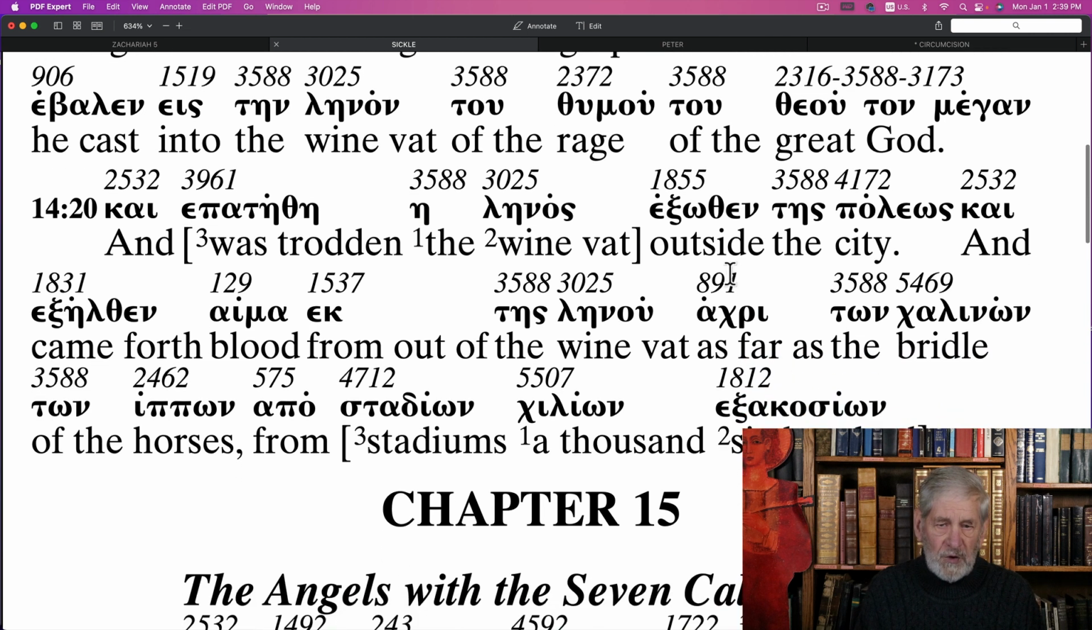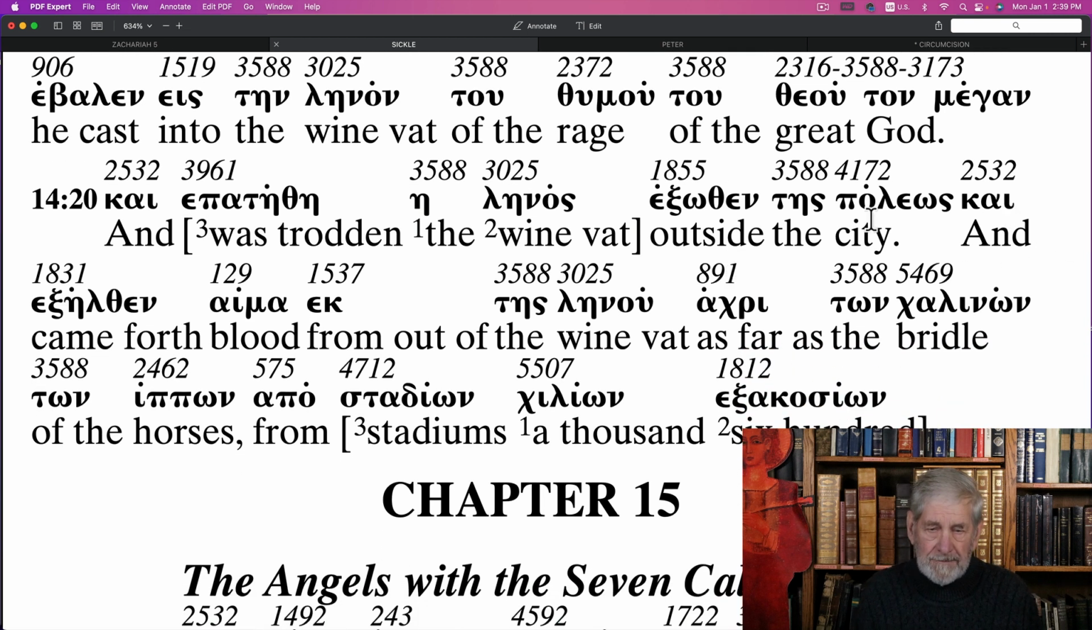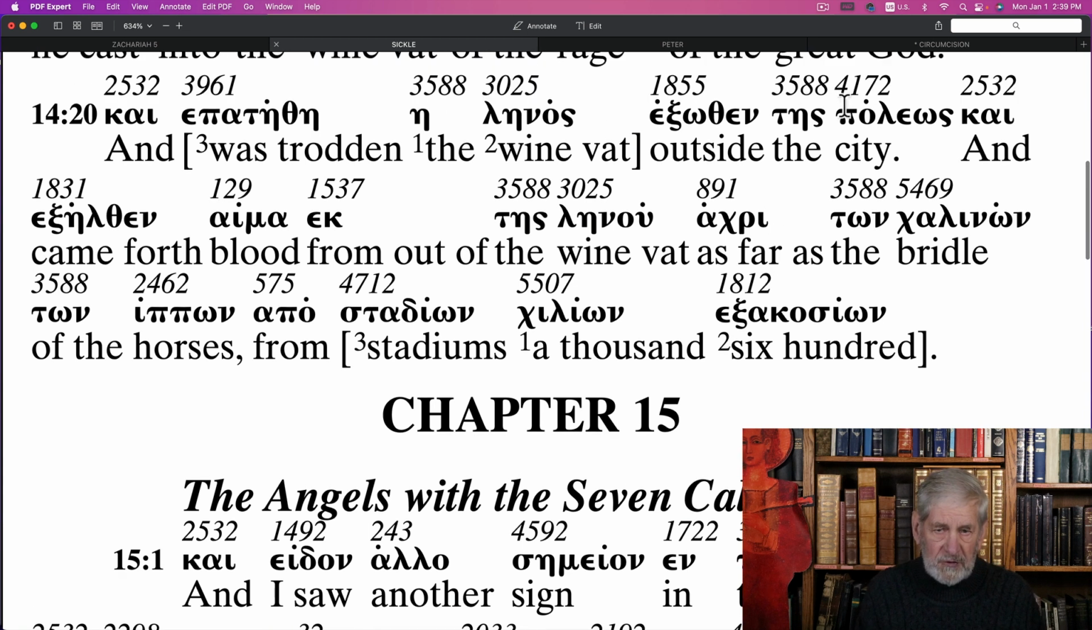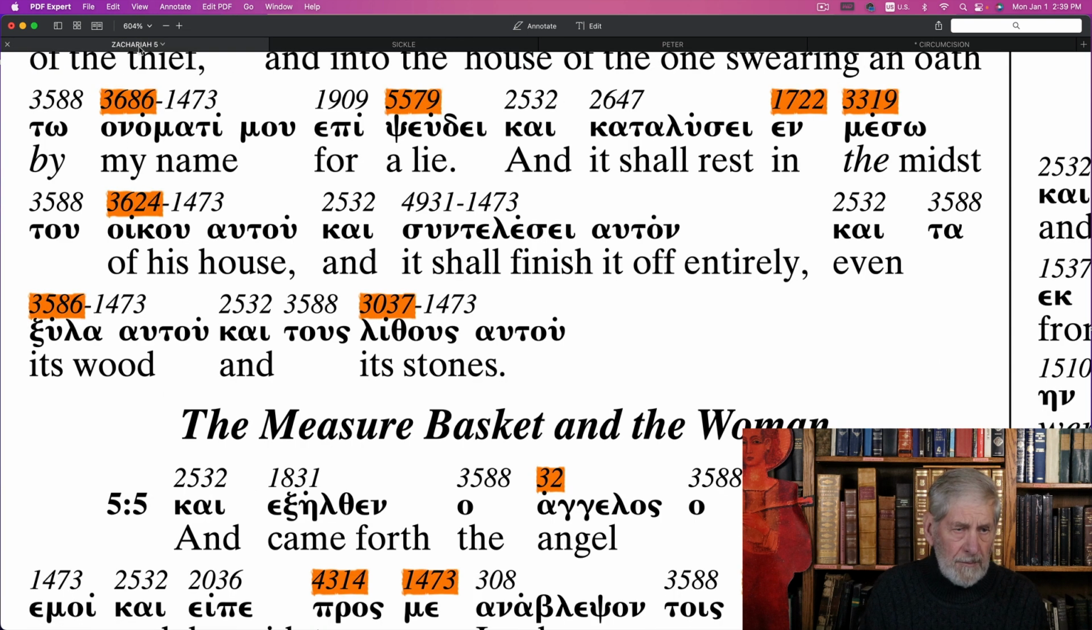"And the wine vat was trodden outside the city, and came forth blood from out of the wine as far as the bridle of the horse, from 1,600 stadiums." I believe this city is Jerusalem. We'll go through and I'll show you why I believe that is. So that was the sickle.